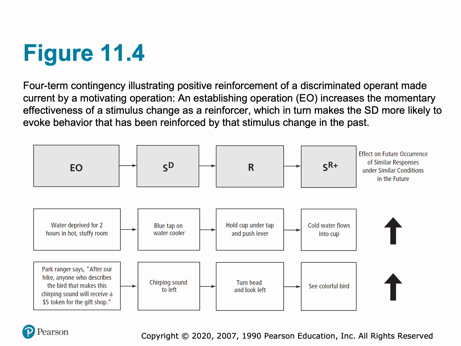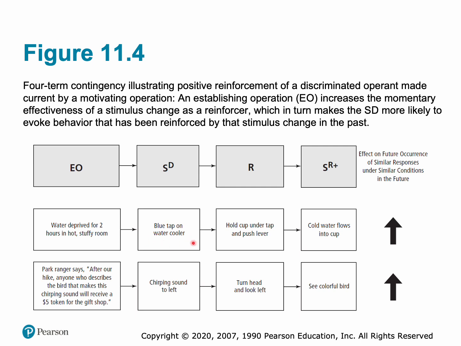So here in this figure, we can see that breakdown of the 4-term contingency. This example highlights an establishing operation within the 4-term contingency. So remember, the establishing operation is the one that is going to increase the effectiveness of a reinforcer. So let's look here. In this example, our EO is water deprived for 2 hours in a hot, stuffy room. So if you have been in a hot, stuffy room for 2 hours without water, then guess what? You're going to be more likely to want to gain access to water.